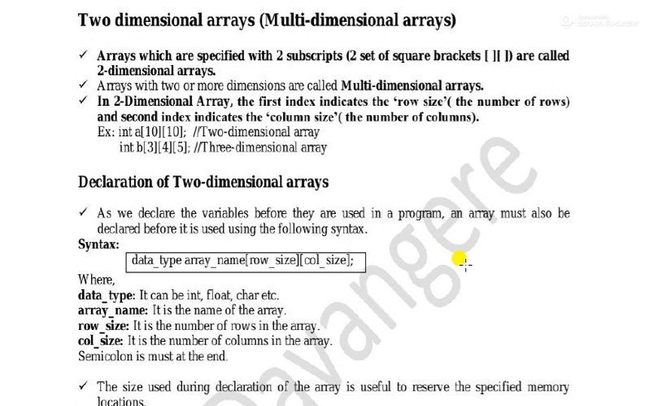How do you represent a matrix? We represent a matrix in the form of rows and columns. So the two-dimensional array is represented in the form of a matrix. Arrays which are specified with two subscripts, two sets of square brackets, are called two-dimensional arrays. The two dimensions are the x-axis and y-axis, and we represent these two dimensions using two subscripts.